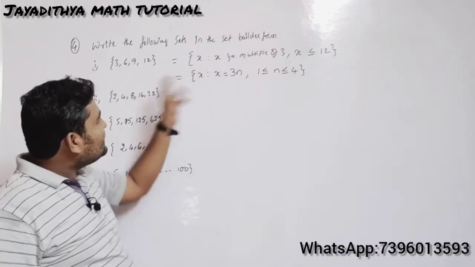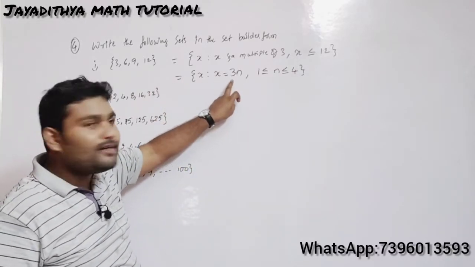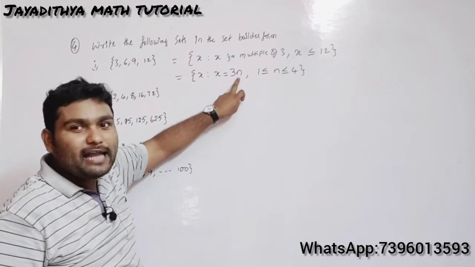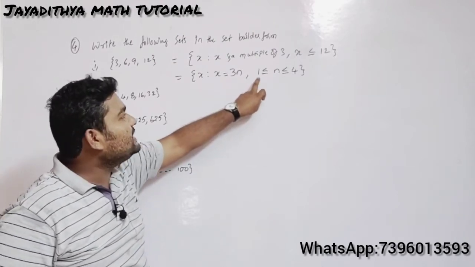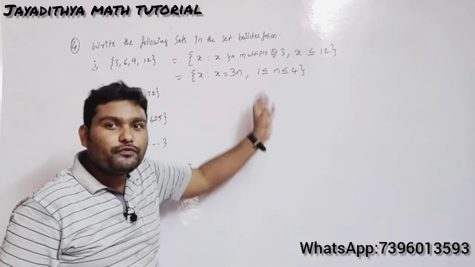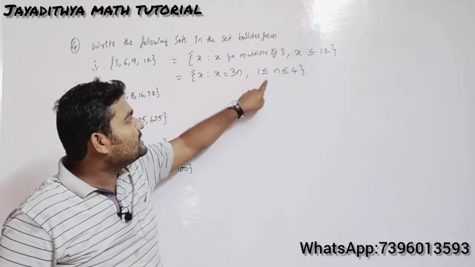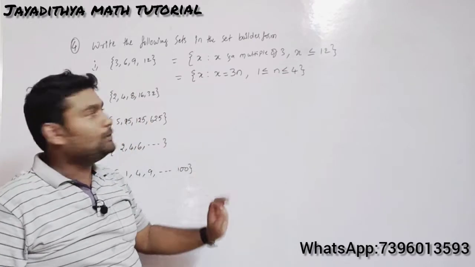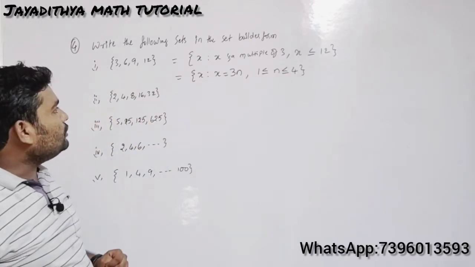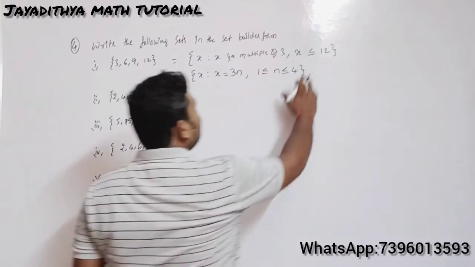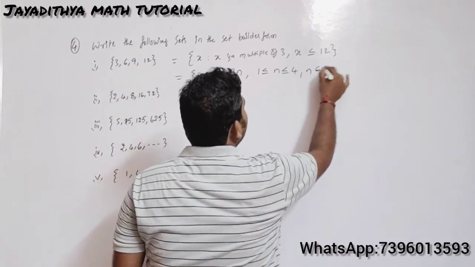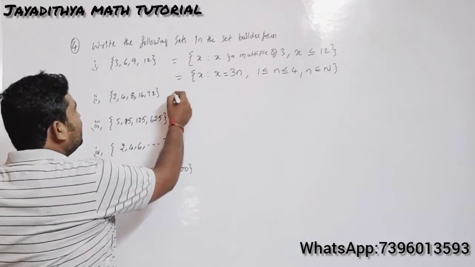So x is in the form of 3n, and the values to be taken by n are from 1 to 4. We are including 1 and also including 4. That's why I put the symbol less than or equal to on both sides. Clear now? And you should also mention one more thing here, that n belongs to natural numbers. Okay, the next one.